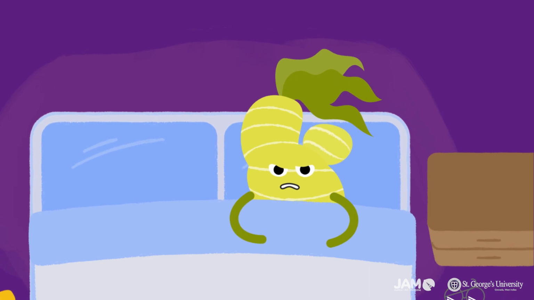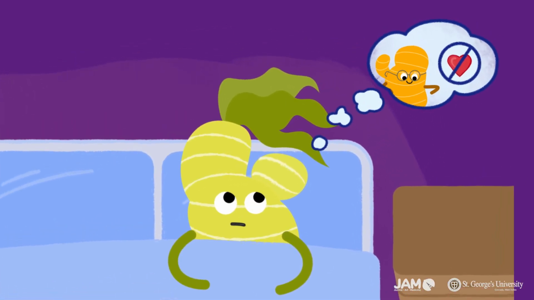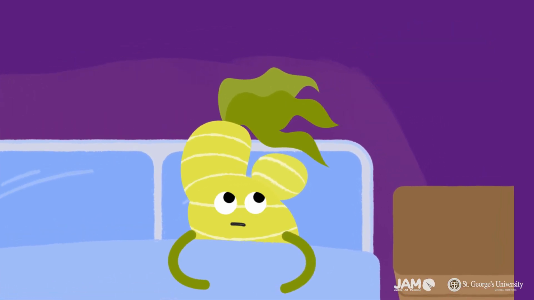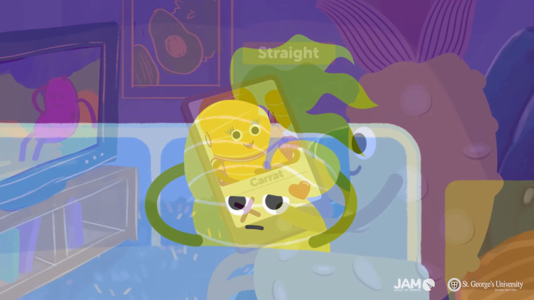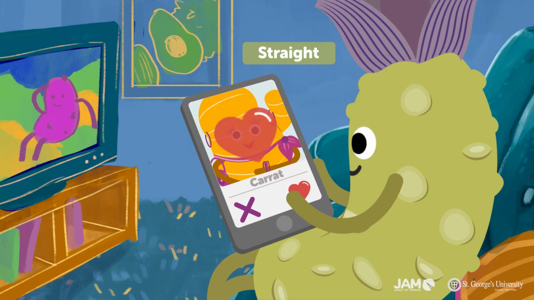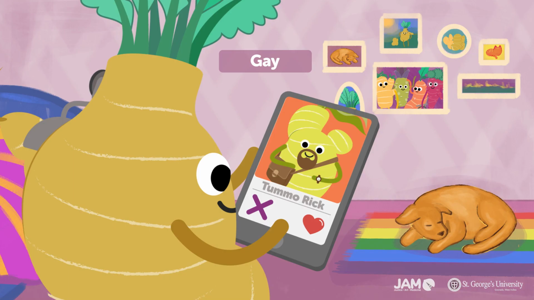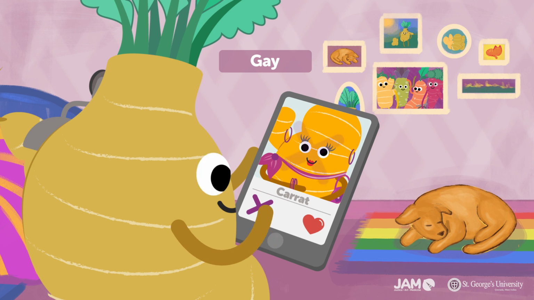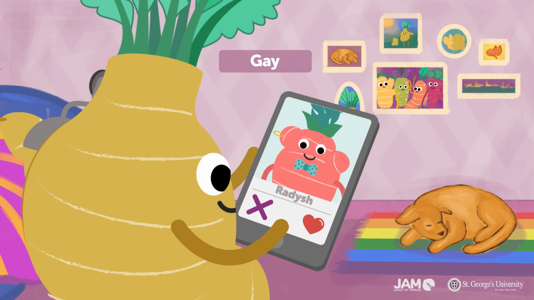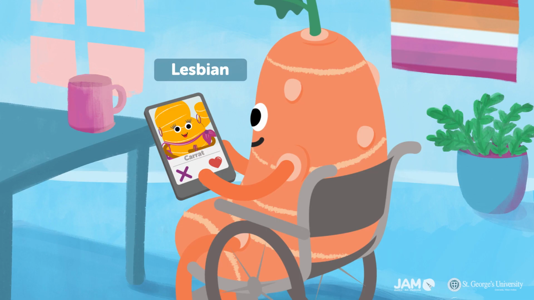Learning to listen to this natural feeling helps us figure out who we love, and therefore, what describes us best. Being straight means we are romantically and/or sexually attracted to the opposite gender. Being gay means that we are attracted to the same gender. Gay is most often used by men who feel attracted to men, whereas lesbian is most often used by women who feel attracted to other women.